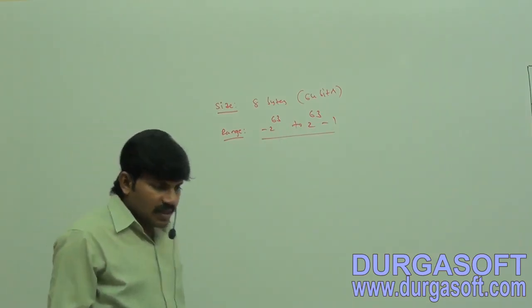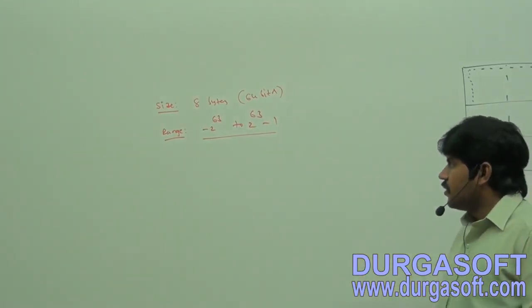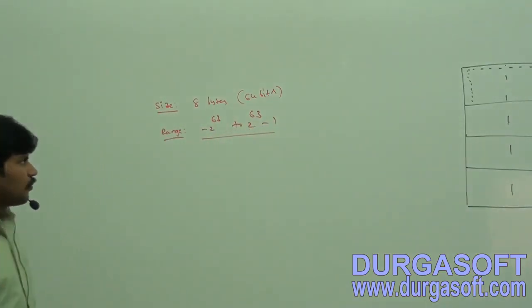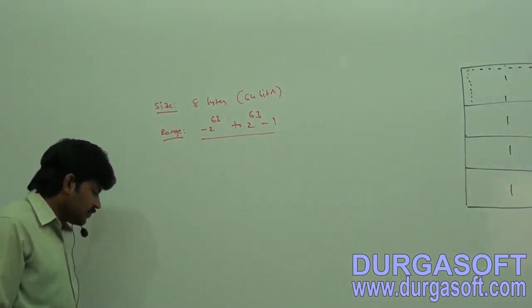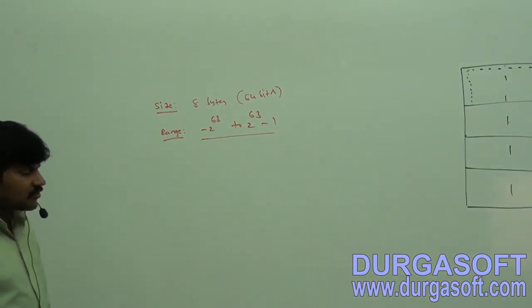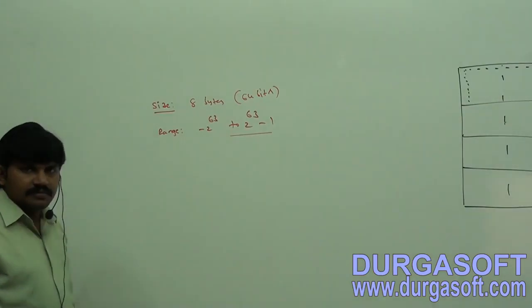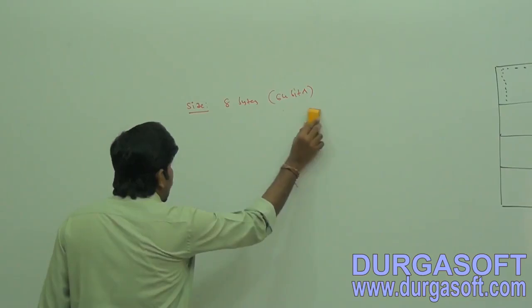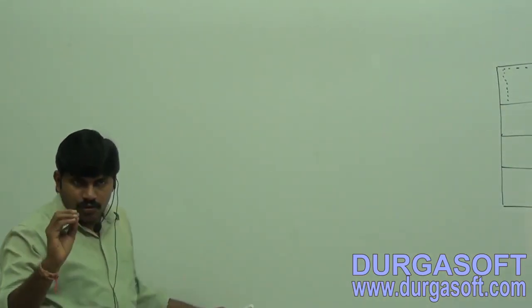Okay, add. Size 8 bytes. Range minus 2 power 63 to 2 power 63 minus 1. Are you getting the point, right? Okay, that's all. So this is about what is long and when we should go for long type. Take a note.